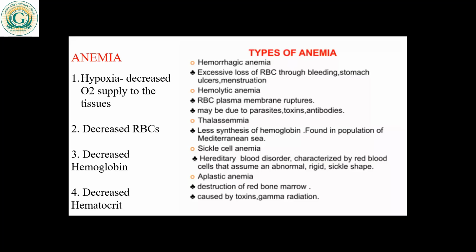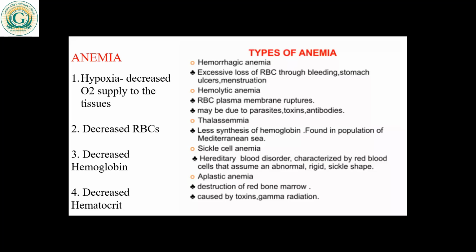Anemia. Anemia is caused by a lot of factors. So the first one is hypoxia, as I described. So we have decreased oxygen supply to the tissues. So when the tissues and cells are not getting enough oxygen, we are saying that can be classified as anemia.